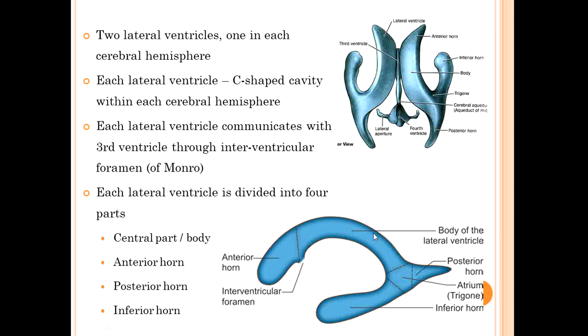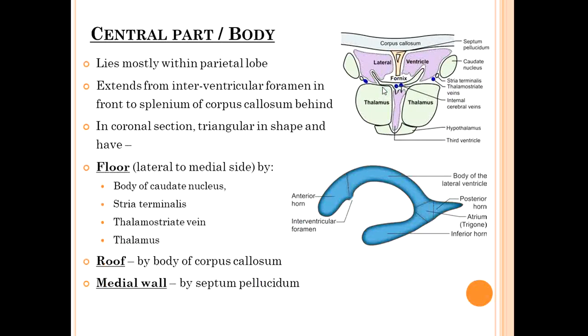Now each lateral ventricle is divided into four parts. One is the central part or body, then there is the anterior horn, the posterior horn, and the inferior horn. The place where the body, the posterior horn and the inferior horn meet is known as the atrium or trigone. Here you can see this is the anterior horn, this is the posterior horn, this is the inferior horn, and this part is the body. Each of these parts of the lateral ventricle we will see in detail.